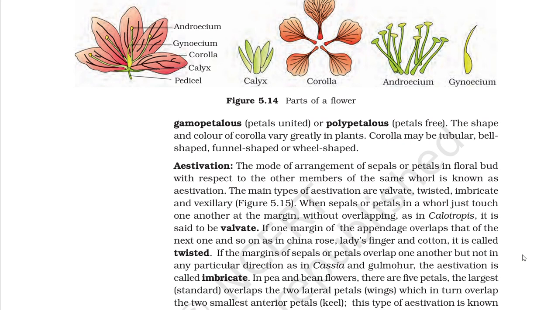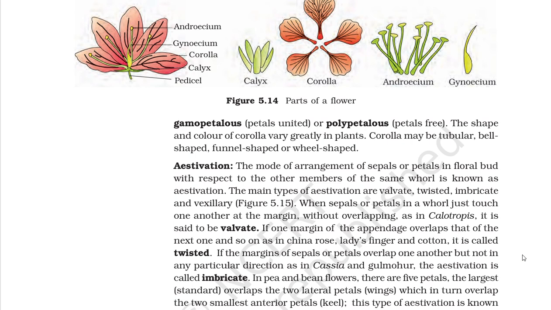Estivation. The mode of arrangement of sepals or petals in floral buds with respect to other members of the same whorl is known as estivation. The main types of estivation are valvate, twisted, imbricate, and vexillary. When sepals or petals in a whorl just touch one another at the margin without overlapping, as in calotropis, it is said to be valvate. If one margin of the appendage overlaps that of the next one, and so on, as in China rose, lady's finger, and cotton, it is called twisted.